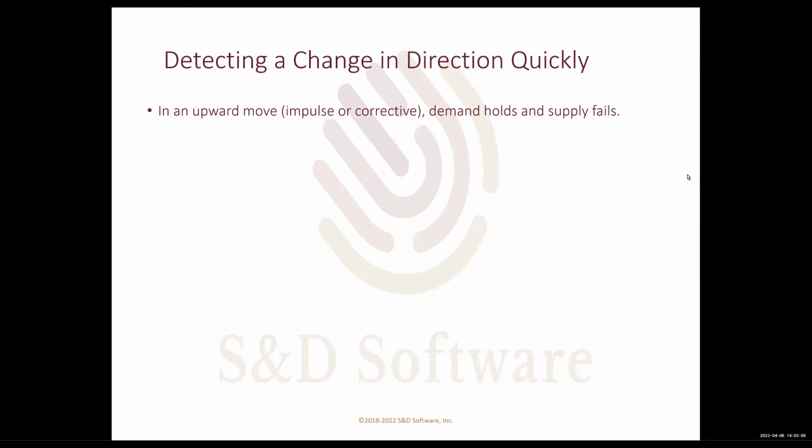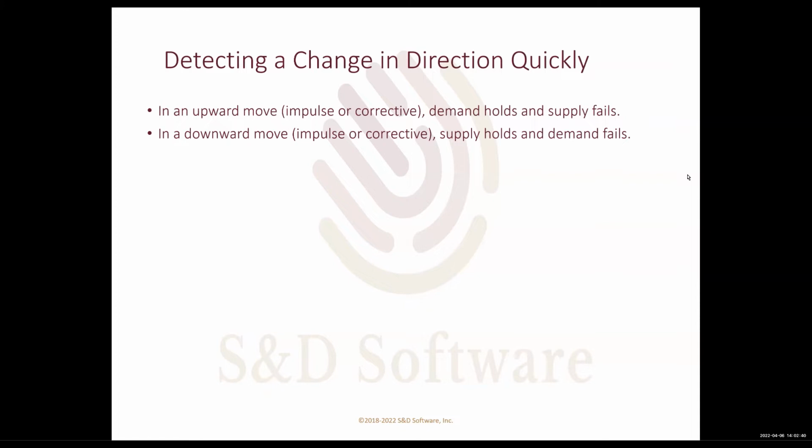Now, generally speaking, if you are in an upward move of some sort, it doesn't matter whether it's an impulse move or corrective move, whenever you're in an upward move, demand is going to be holding and supply is going to be breaking. Otherwise, you can't make progress to the upside. Similarly, if you're in a downward move, supply has to hold and demand has to fail. Otherwise, you're not going to make any progress to the downside.